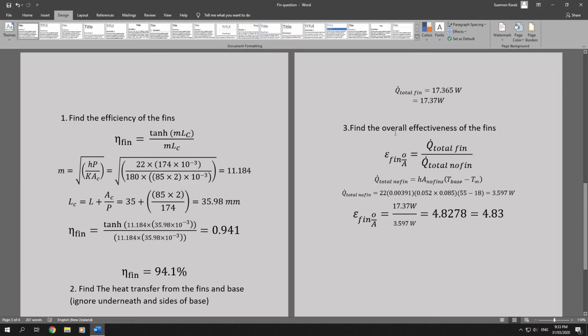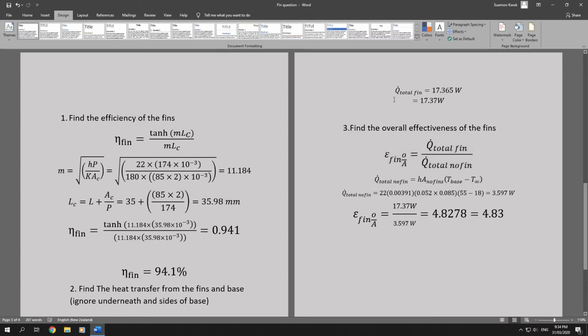Okay, find the overall effectiveness of the fins. So this is the effectiveness of fins formula. It's the total heat transfer from the fin divided by the total heat transfer with no fins. So basically this is the base with the fins, and then this is just the base itself.